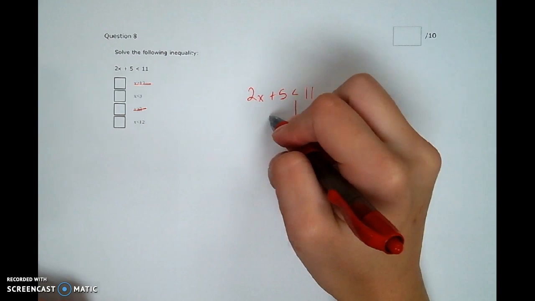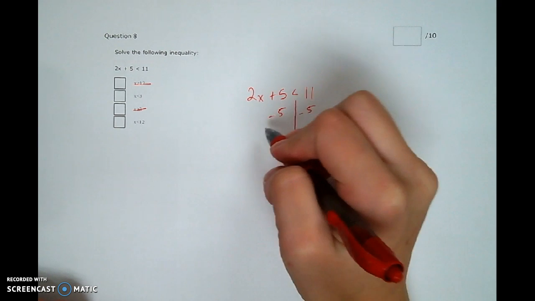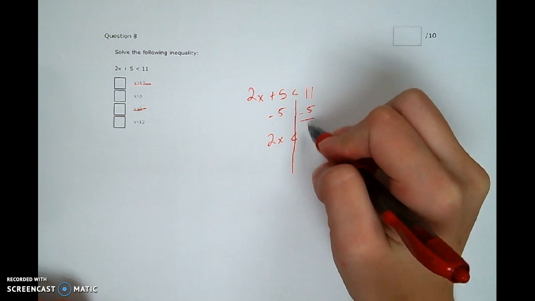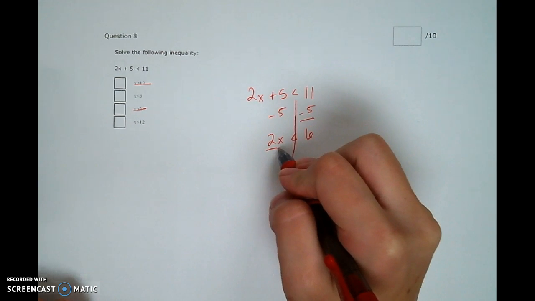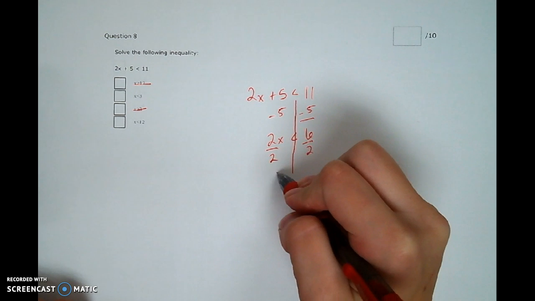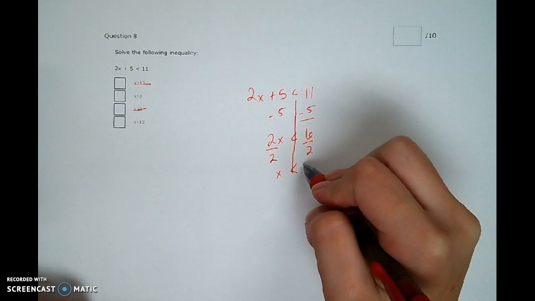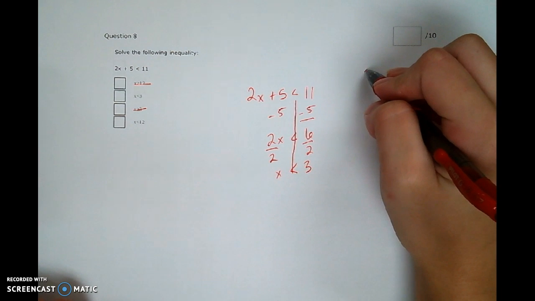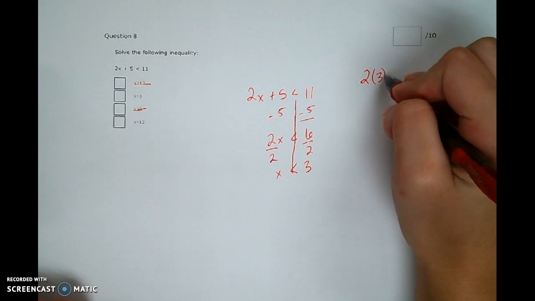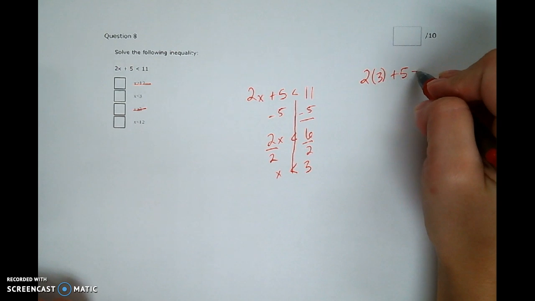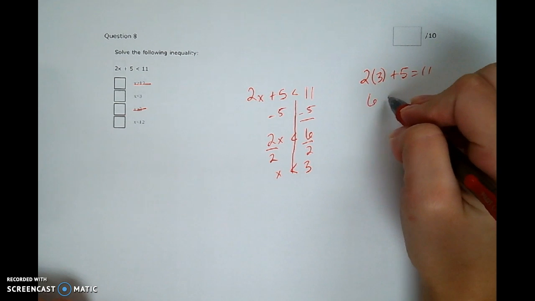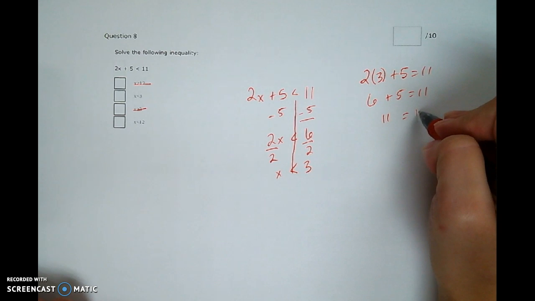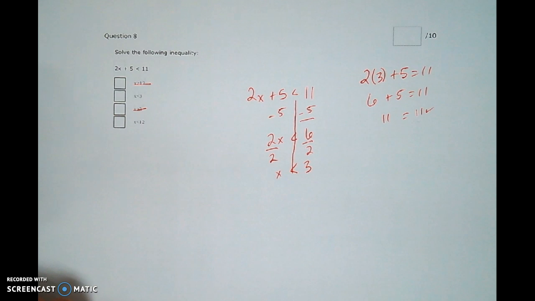Now I'm ready to solve. So I'm going to subtract 5 from both sides. That leaves me with 2x is less than 11 minus 5, which gives me 6. Then I divide both sides by 2 to continue to isolate my variable, and I'm left with x is less than 3, which is one of my answer choices. Let's check it. So first we're checking our numbers. So I have 2 times, instead of x, I'm going to plug in 3, plus 5 equals 11. 2 times 3 is 6 plus 5 equals 11. 6 plus 5 is 11, and 11 is equal to 11, so the number part is correct.